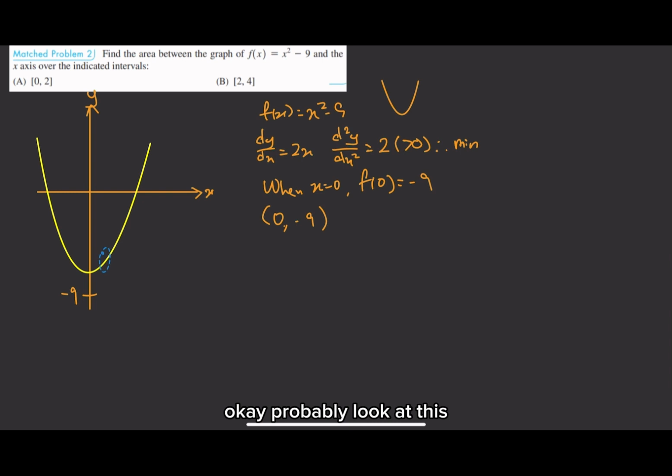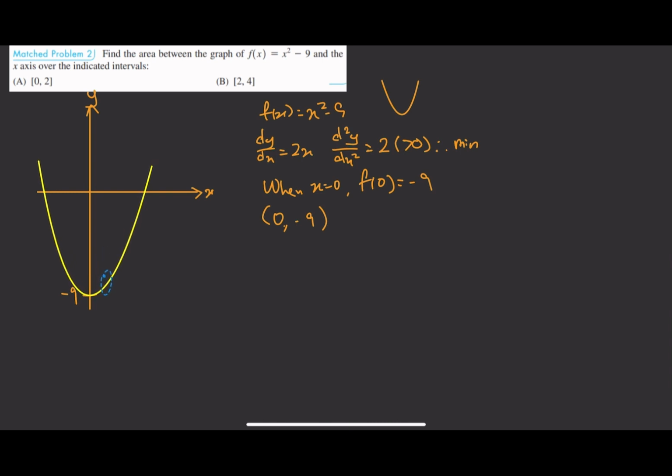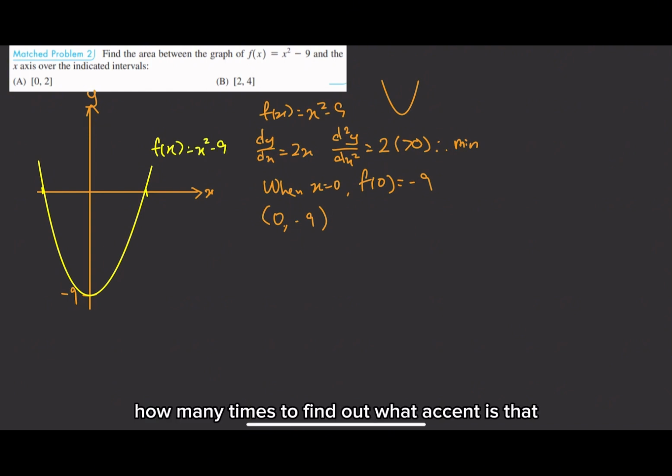Our curve will most probably look like this. Now, we want to know what the x-intercepts are, right? If you want to know what the x-intercepts are, we need to substitute our f of x, which is x squared minus 9. To find our x-intercept, we have to let our y equal to 0.